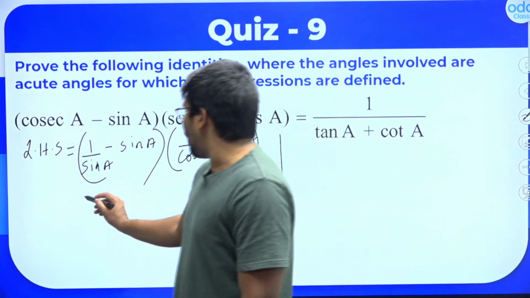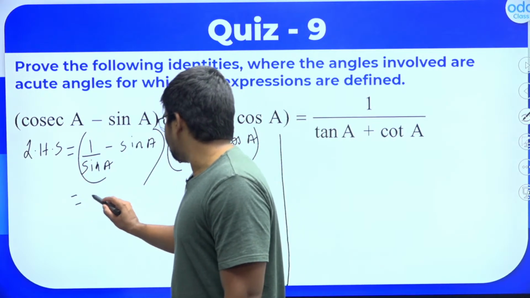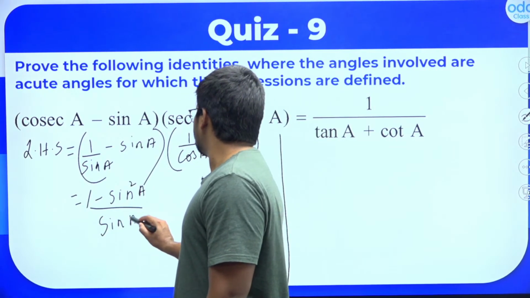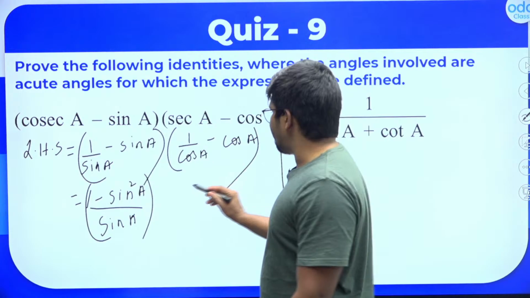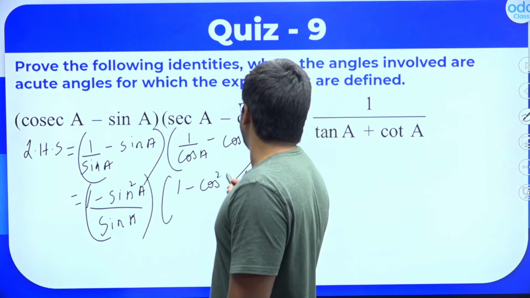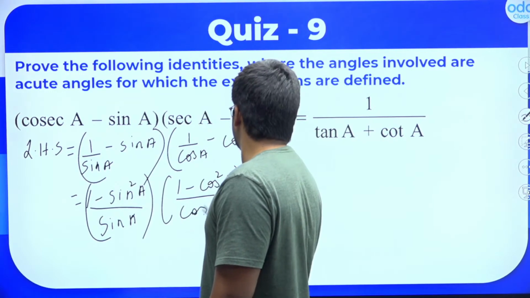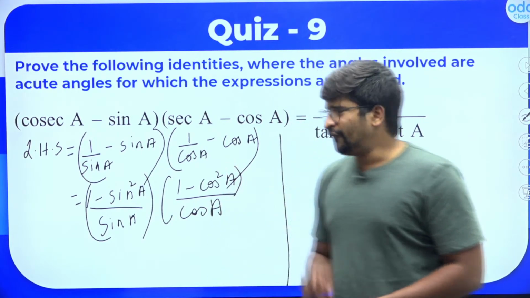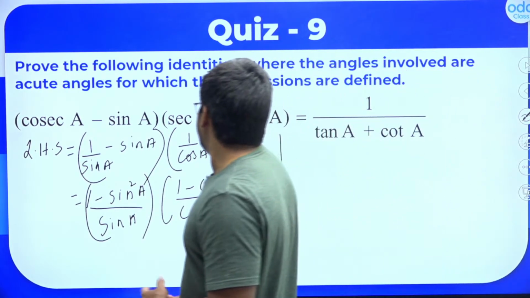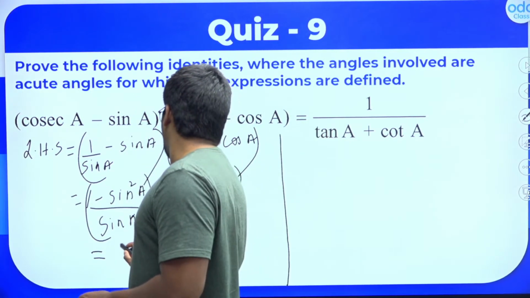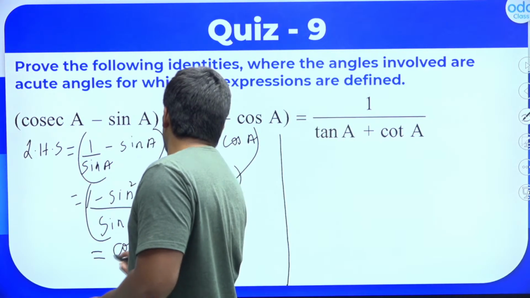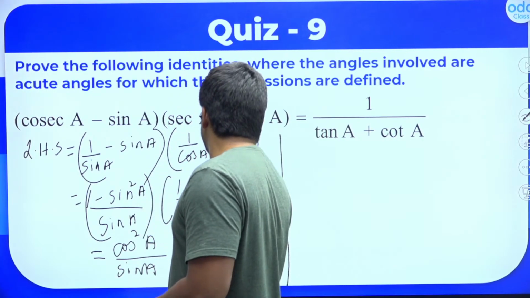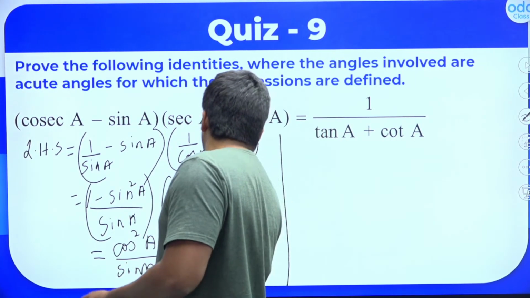Now when you take the LCM, this will become (1 minus sin square A) whole divided by sin A, into (1 minus cos square A) whole divided by cos A. What is 1 minus sine square A? It is nothing but cos square A, because sine square A plus cos square A is 1. So it is cos square A by sine A into sine square A divided by cos A.